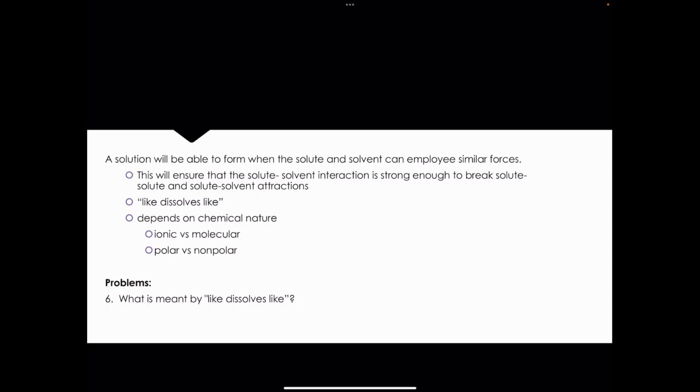Now, a solution will be able to form when the solute and the solvent can employ similar forces. So for them to mix, we've got a couple of things that have to occur. The solute-solvent interaction has to be strong enough to break the other attractions. So the attraction between my solute and my solvent has to be strong enough so that we can break the solute particles apart and we can break the solvent particles apart. That way they can get in and amongst each other and disperse. If we can't break those apart, then my solute can't move freely and it can't disperse uniformly.